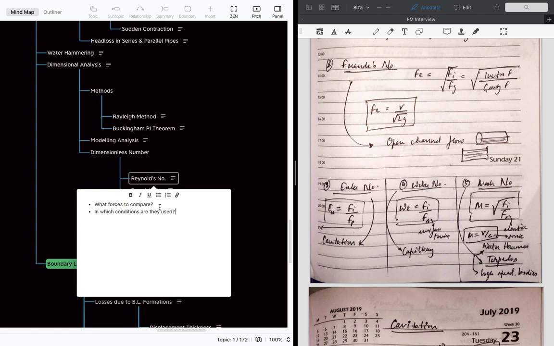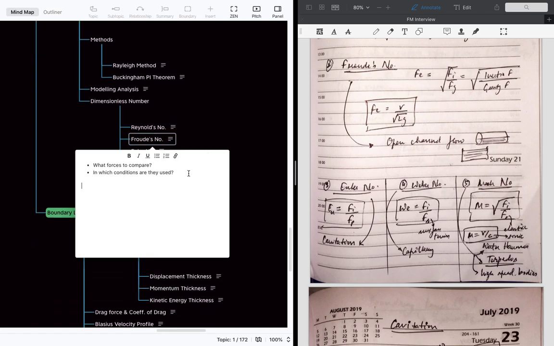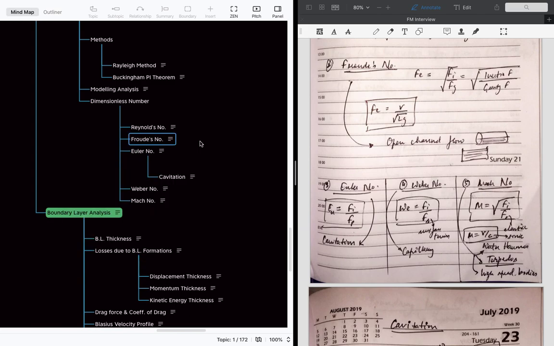Okay, so that's what is written here. What forces are compared? As we know, inertial force and viscous force. In which condition are they used? They are used for the fully submerged case. And Froude's number, which forces are used here? Inertial force by the gravitational force, and the condition is the open channel case. Euler's number.